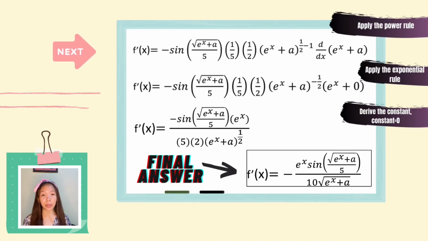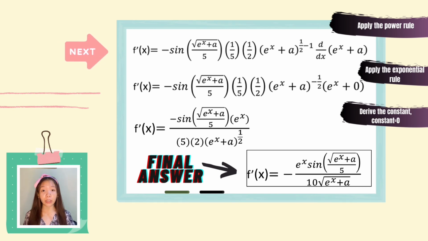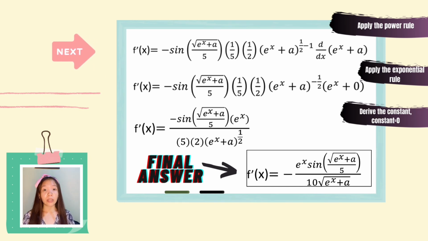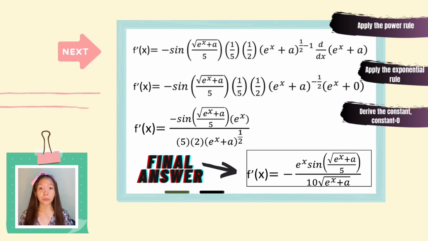Next step is we apply the power rule. We apply the power rule in finding the derivative of the square root of e to the power of x plus a. We change the square root of e to the power of x plus a into exponential form. Therefore, it will be e to the power of x plus a, to the power of 1/2, since 1/2 is equivalent to square root. In applying the power rule, we take the exponent and multiply it to e to the power of x plus a, and its exponent is minus 1. Therefore, it will be negative 1/2.